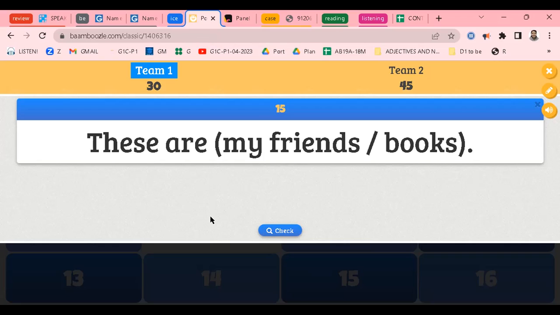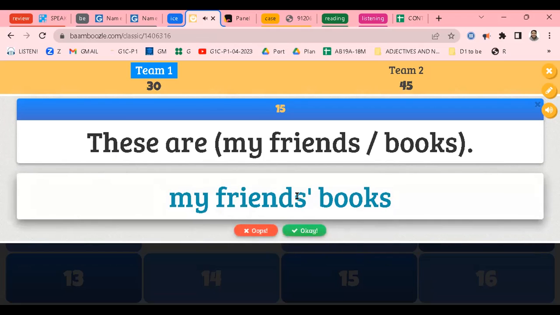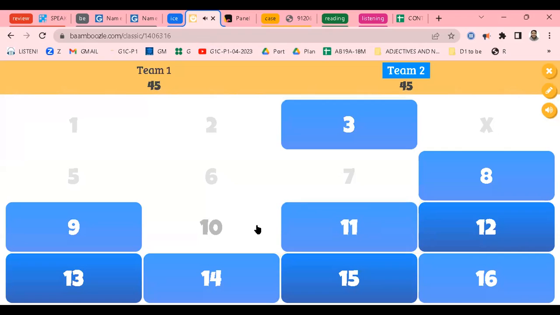Team one, ¿qué pasó con los demás? These are my friends' books. Can you repeat it, please, Daniel? These are my friends' books. Entonces iniciamos con el possessor acá y después the possessive thing, right? Y acá, lo poseído. Okay. Team two.